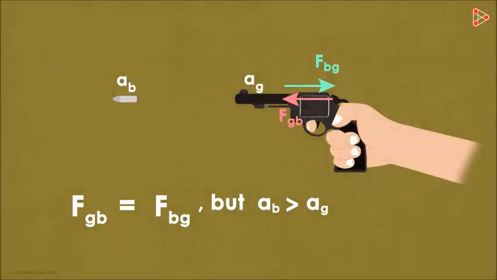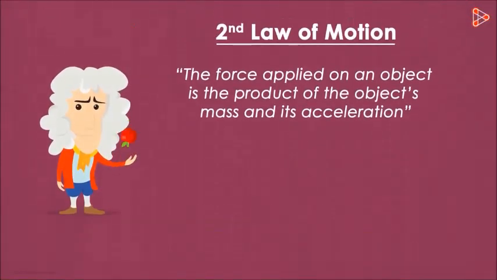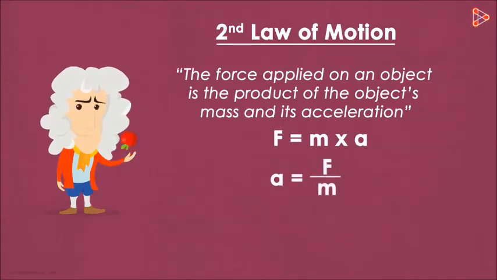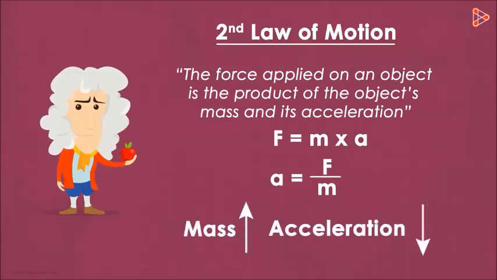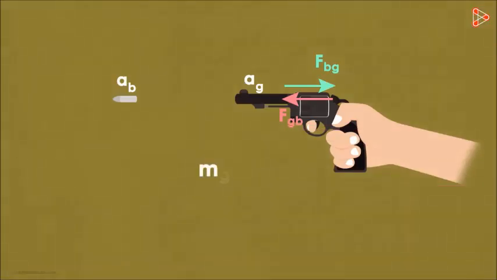Okay, so if your concept of the second law of motion was clear, you wouldn't really be surprised by this. The second law of motion says that force is the product of the object's mass and acceleration, or the acceleration of the object is equal to the force over its mass. What does this tell us? Yes, if the mass is more, then the acceleration will be less. In this example, the mass of the gun is much more than that of the bullet. Hence, the acceleration of the rifle is lesser than that of the bullet.